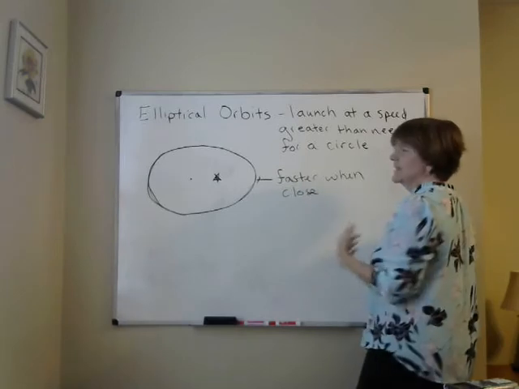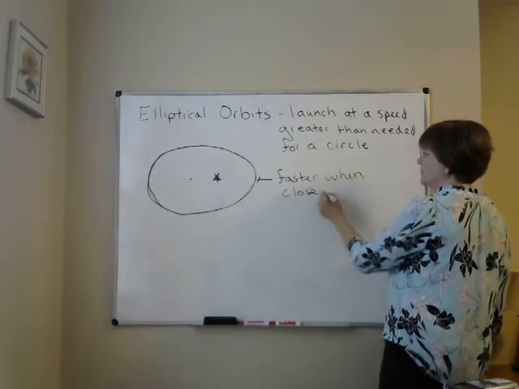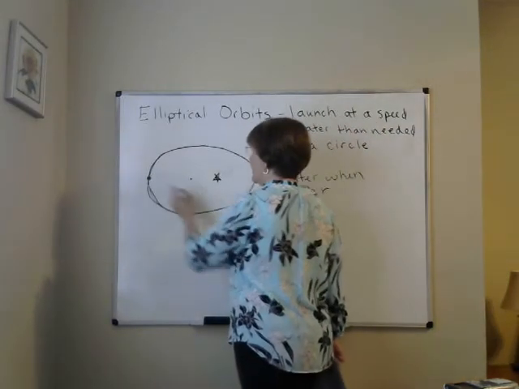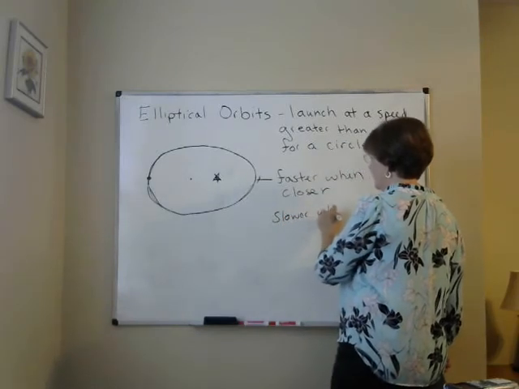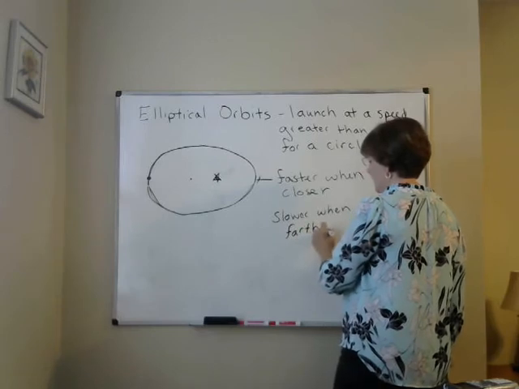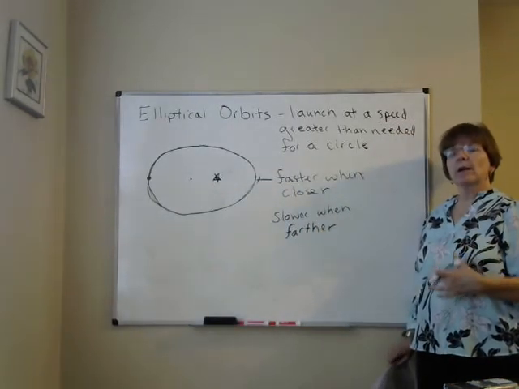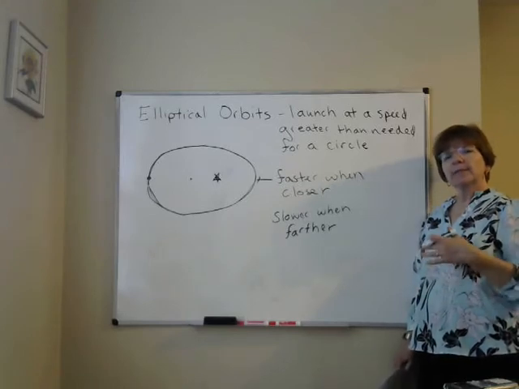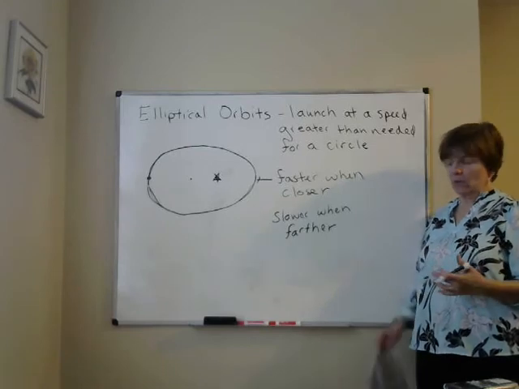And I'm talking in this case about maybe a planet orbiting the sun. Faster when closer. And you're slower over here when you're farther away. You're slower when farther. Okay, so what we just learned is if we're in an elliptical orbit, we will not have a constant speed. We will speed up and slow down continuously if something's traveling in an elliptical orbit.